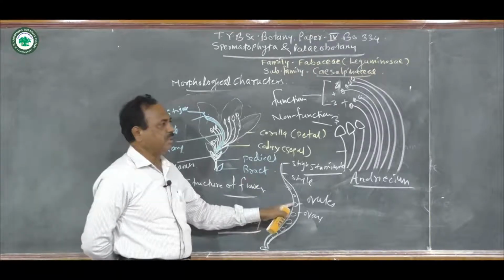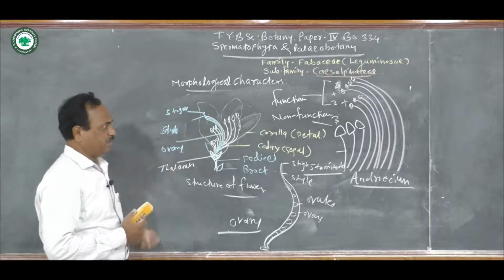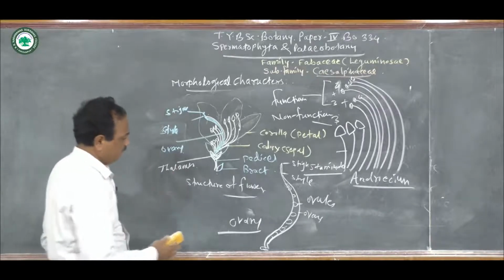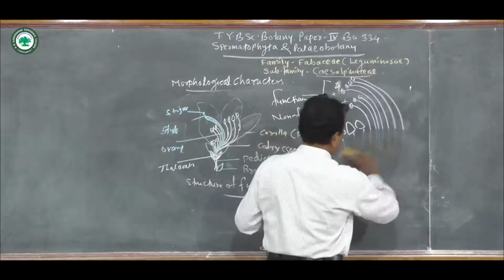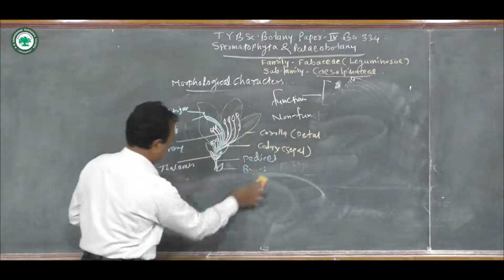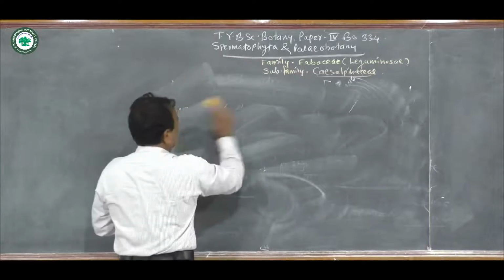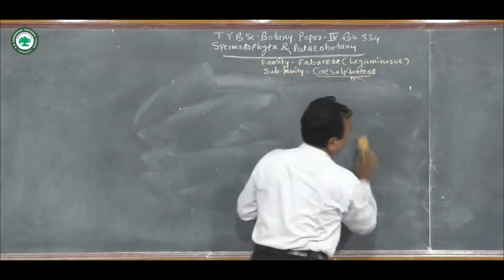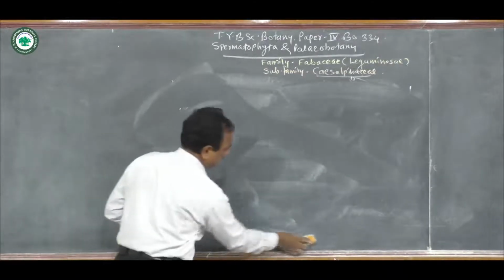And if we see this type of fruit, it is the legume or pod type of fruit that is present. So in some plants it may be the lomentum type of fruit, for example, in case of Tamarindus indica. So here, this is about the morphological characters of the family.